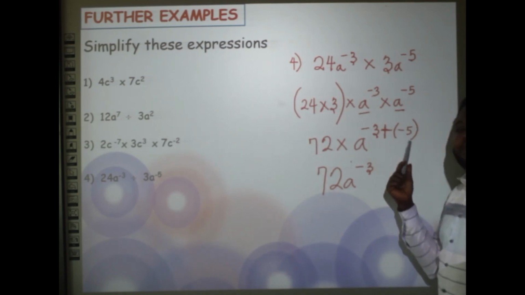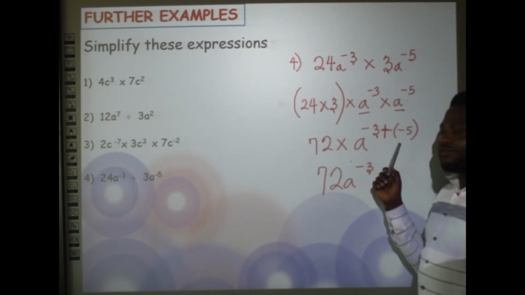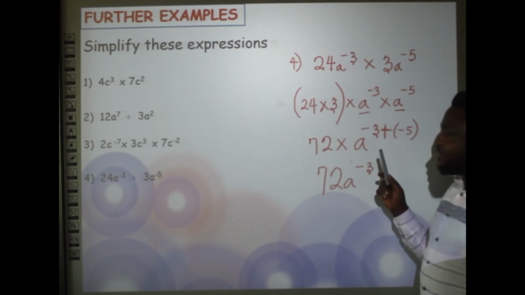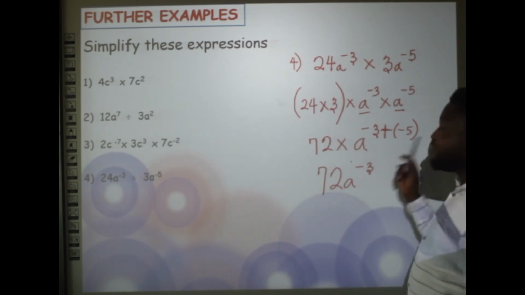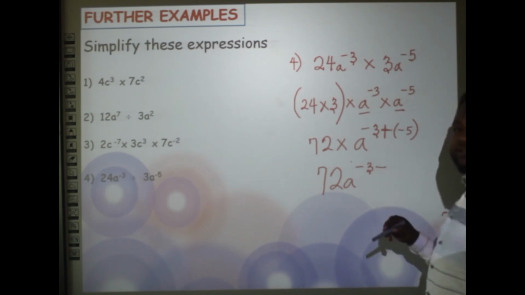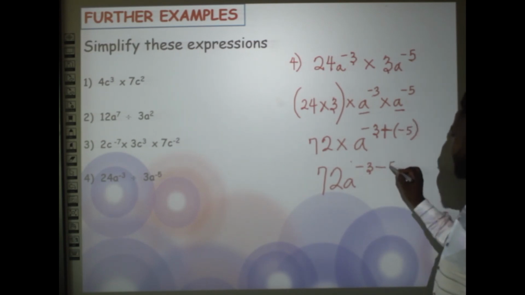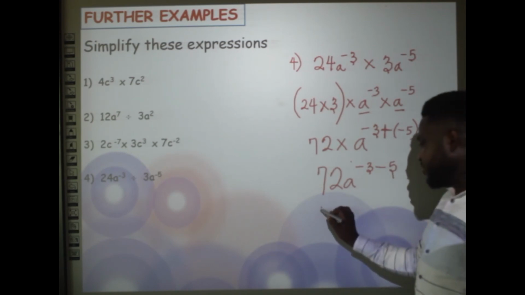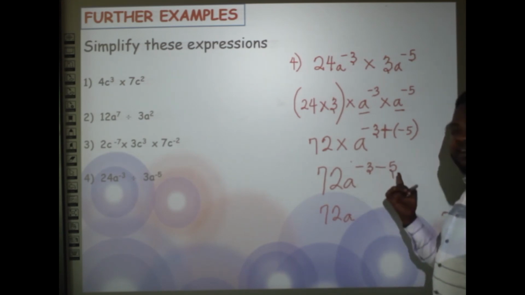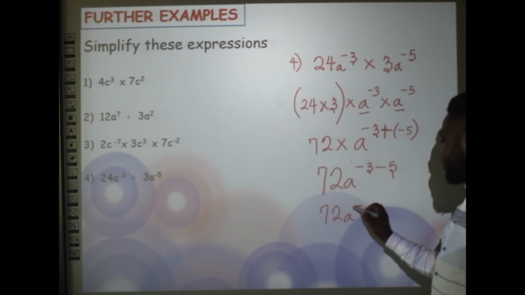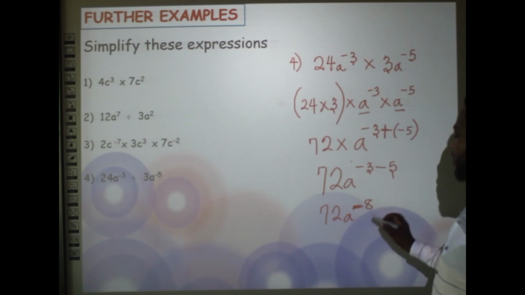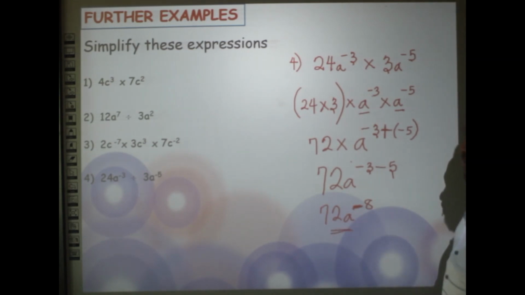Now look at this. Plus multiplied by minus. Okay? These two signs will not be happy when you multiply them together. As long as they are different signs, it will always give you minus when you are multiplying them. So plus and minus will not be happy to turn to what? Minus. So we now drop down 5. Can you see that? So this is going to give us 72 a, minus 3 minus 5 will give us minus 8. Minus 8. So the final answer is 72 a raised to power minus 8.